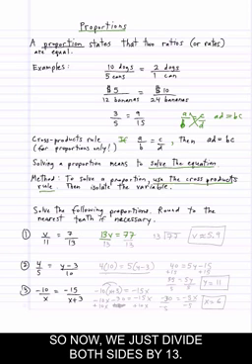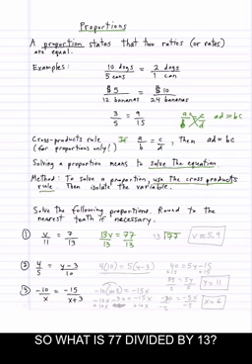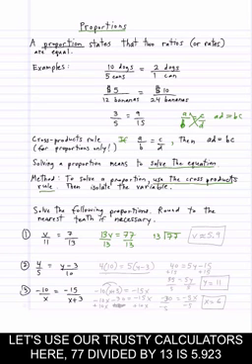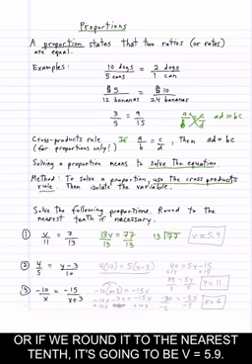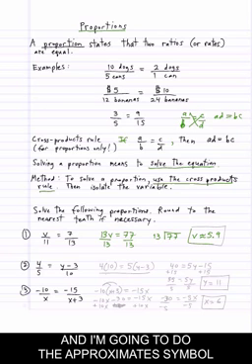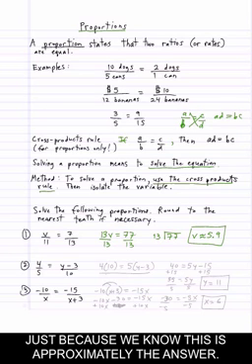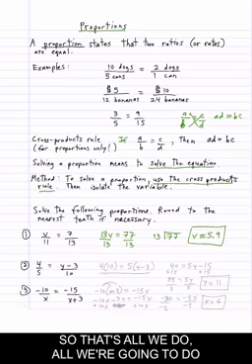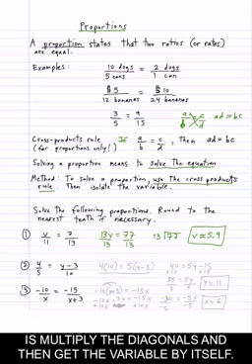So now we just divide both sides by 13. So what is 77 divided by 13? Let's use our trusty calculators here. 77 divided by 13 is 5.923, or if we round it to the nearest tenth, it's going to be V equals 5.9. And I'm going to do the approximate symbol just because we know this is approximately the answer. Alright, so that's all we do. All we're going to do is multiply the diagonals and then get the variable by itself.